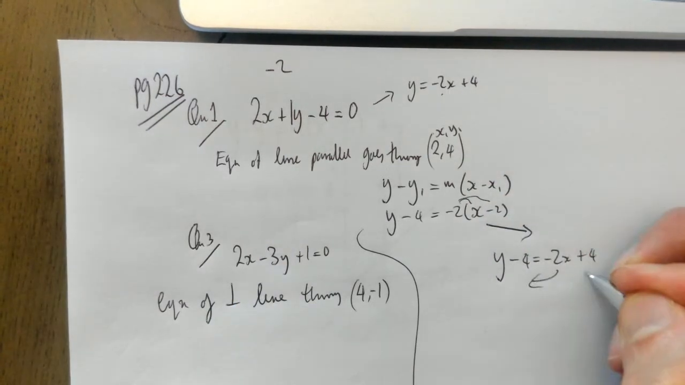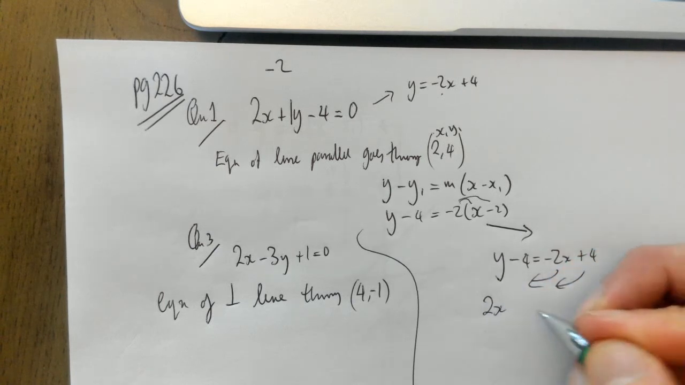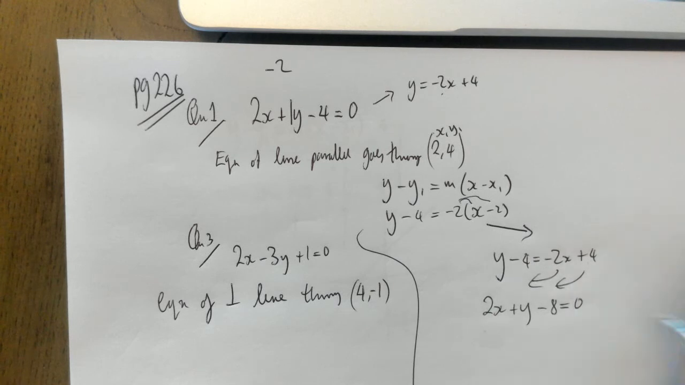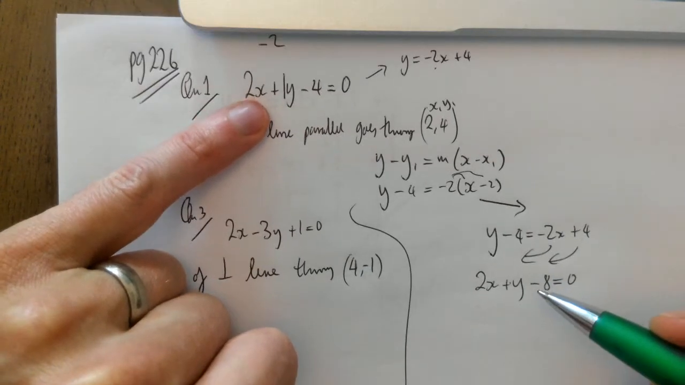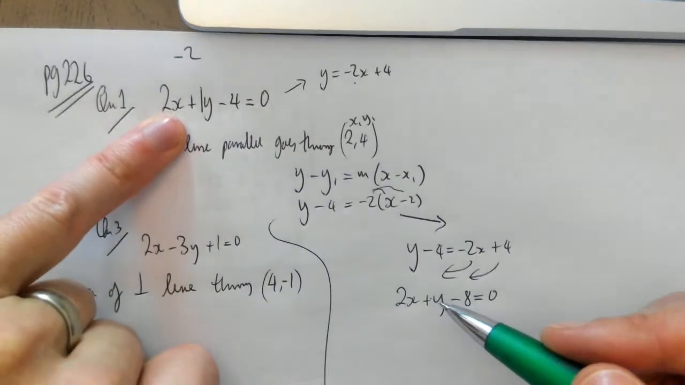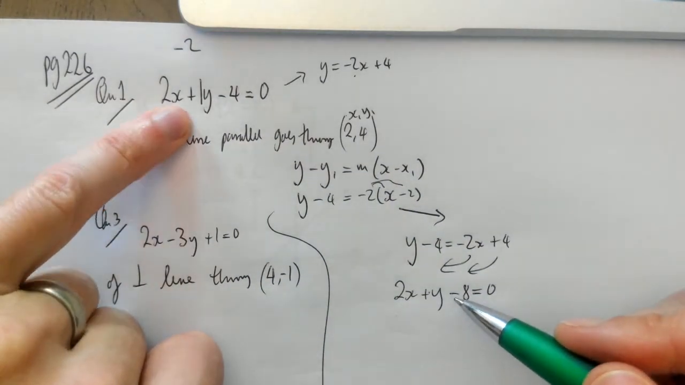Tidy it up, bring the x across to make it positive. So add 2x to this side, plus y. Take away 4, you get minus 8 equals 0. Okay, so this line is parallel to that line. We know that. We don't need to do this, but I'm going to show you because it preps us for what we're going to do next week, right?